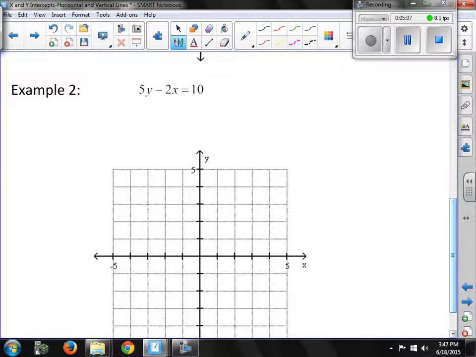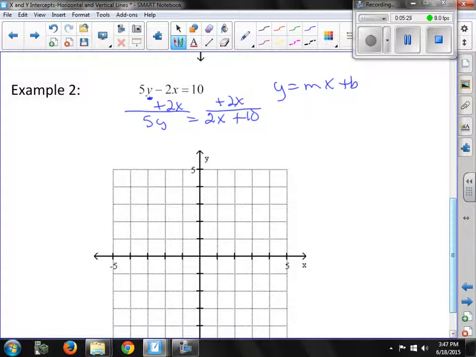Okay, we're going to use the slope-intercept form to graph the line again. Now this means solve for y. So to solve for y, I'm going to add 2x to each side. So 5y equals, I'm going to put my 2x in front and my 10 second. Then I will divide every term by 5. So y equals 2x over 5 plus 2.